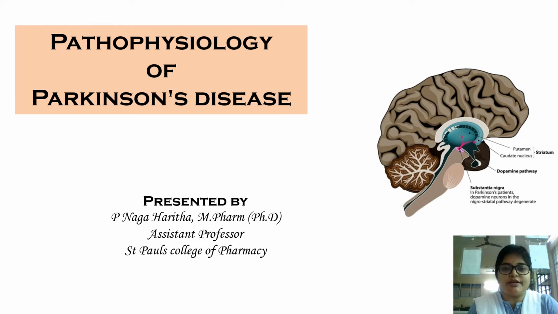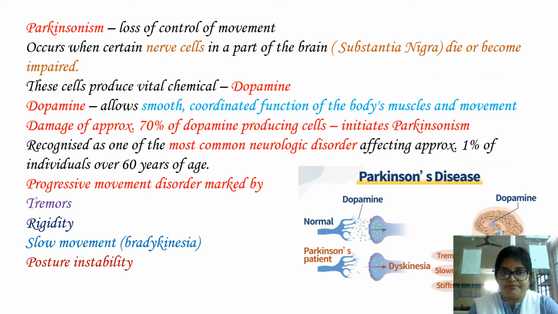Hello students, today we are going to discuss the pathophysiology of Parkinson's disease. Parkinson's disease is one of the disorders of the nervous system. It mainly affects a part of the brain called the substantia nigra. Because of degeneration of the cells of the substantia nigra, Parkinson's disease is seen.